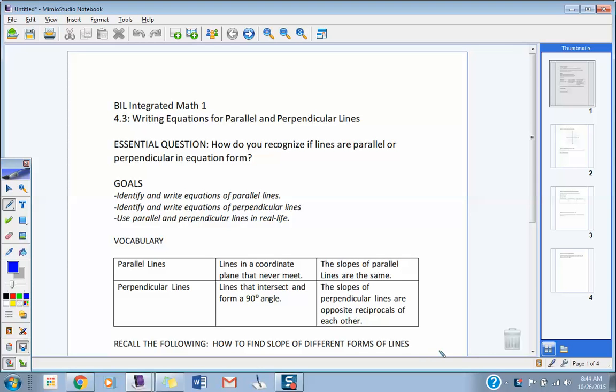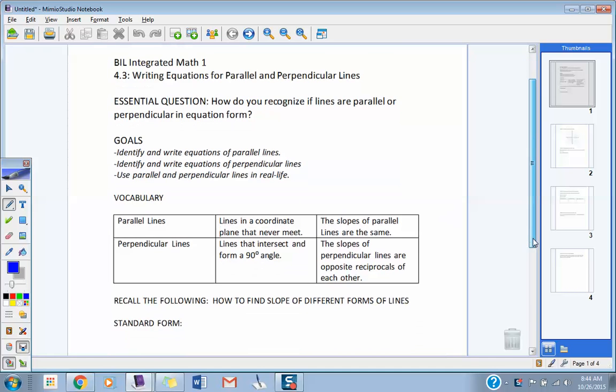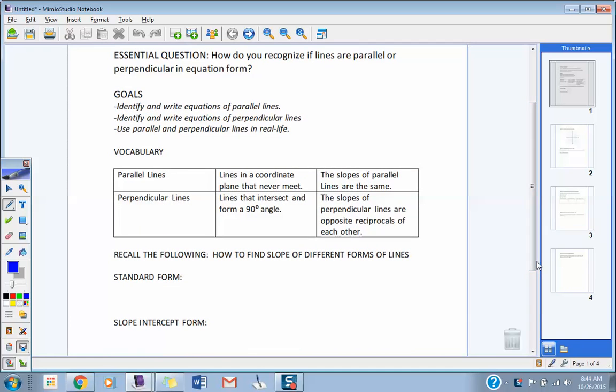In 4.3, we're going to start looking at how we write equations for those types of things we just got done discussing: parallel lines and perpendicular lines. So essentially, a lot of skills today, guys. How do we recognize if lines are parallel or perpendicular when they're written in equation form?